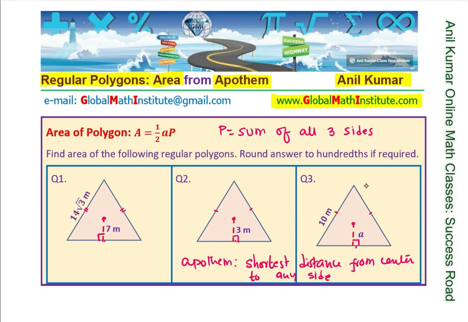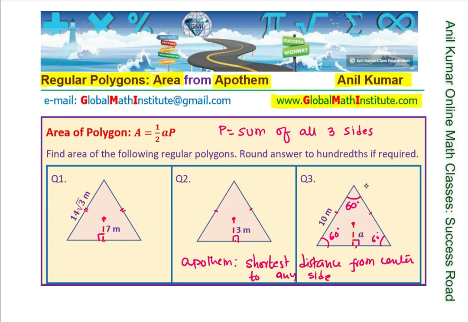As you can see, in the first case we are given the side length and the apothem. In the second case, we are only given the apothem, not the side length, and then we are given the side length and not the apothem. The idea is, if any one of them is given, we can always find the other. It's a simple relation of trigonometry. In this case, all angles are 60 degrees, since it's an equilateral triangle.